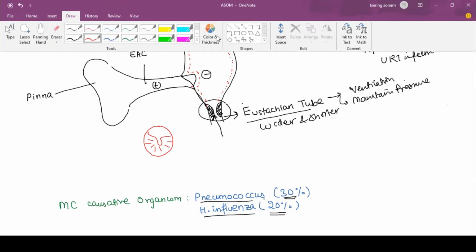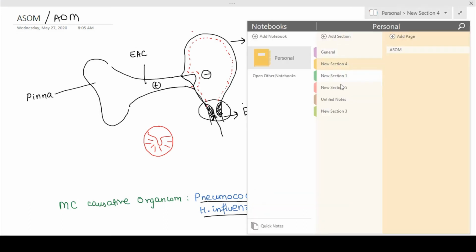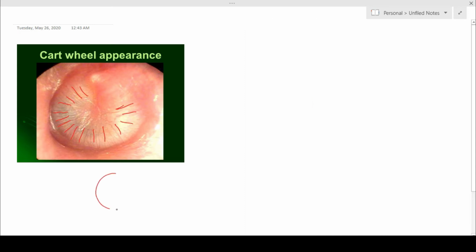Okay, let me show you what I'm talking about. Here, the classical cartwheel appearance. You can see the striae, so it looks like a cartwheel, so it is known as the classical cartwheel appearance of the tympanic membrane.